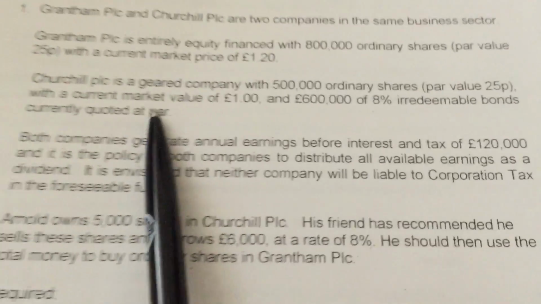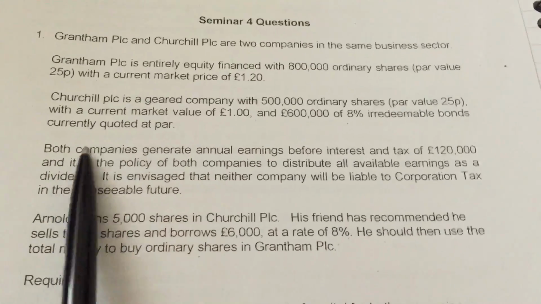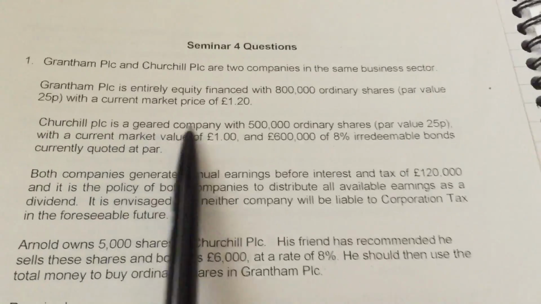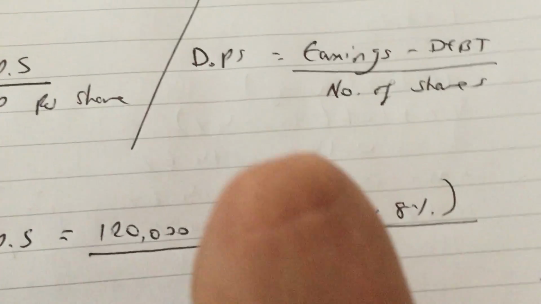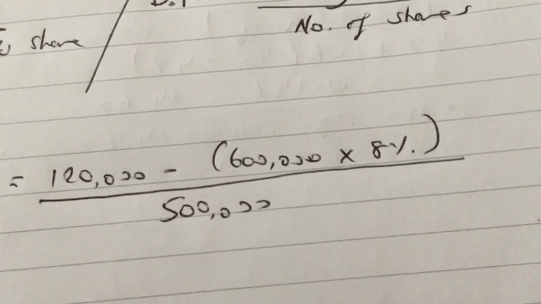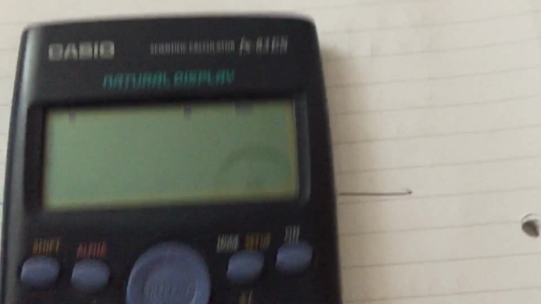The number of shares, we're looking at Churchill PLC. Churchill PLC's number of shares is 500,000 ordinary shares. So divide it by 500,000. So dividends per share for Churchill is, we're doing 120,000.